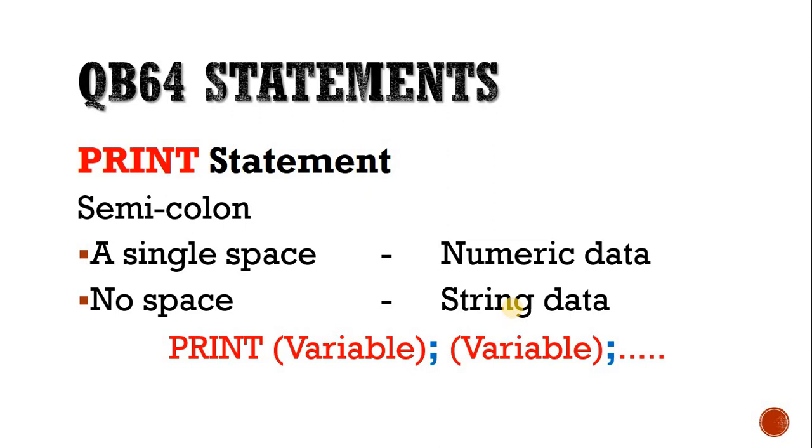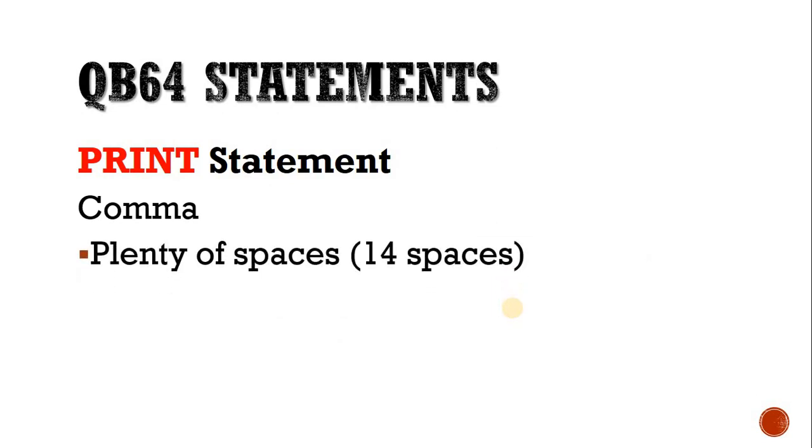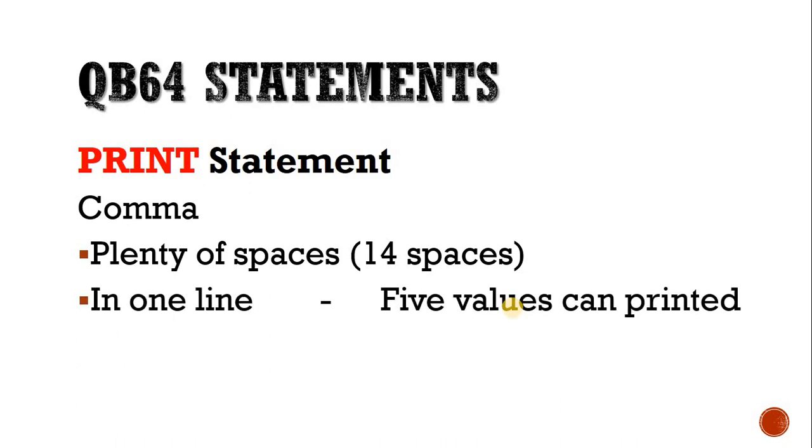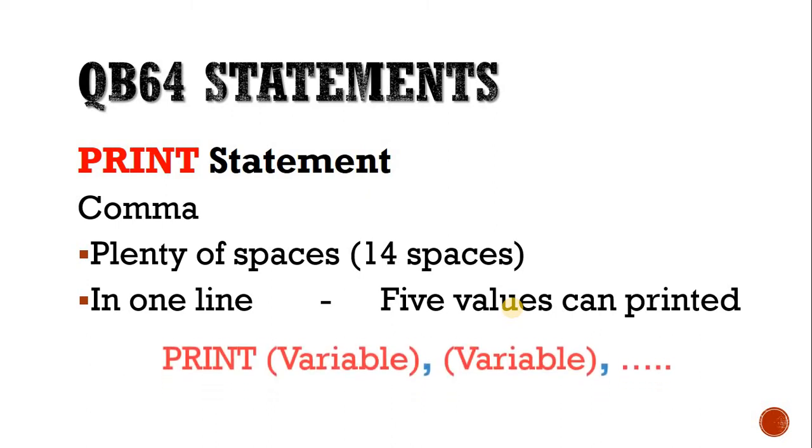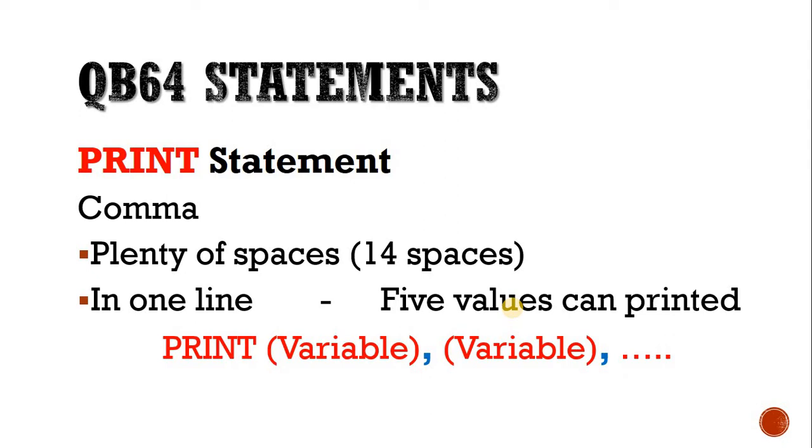PRINT variable 1 semicolon, variable 2 semicolon, etc. Next, using commas with the PRINT statement. When we use a comma, the next value will be displayed with plenty of spaces. Commonly, it takes 14 character spaces. In one line, only 5 values can be printed. If there are more than 5 values, the remaining values will be printed on the next line. This is the syntax using comma with the PRINT statement. PRINT statement, variable 1, comma, variable 2, etc.